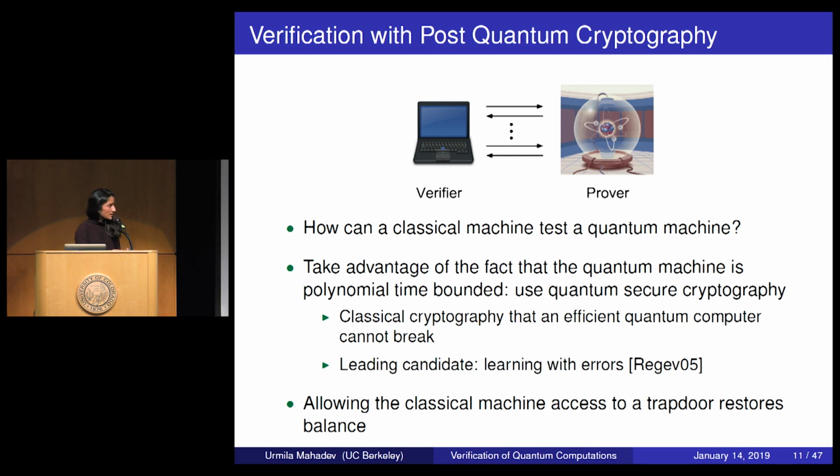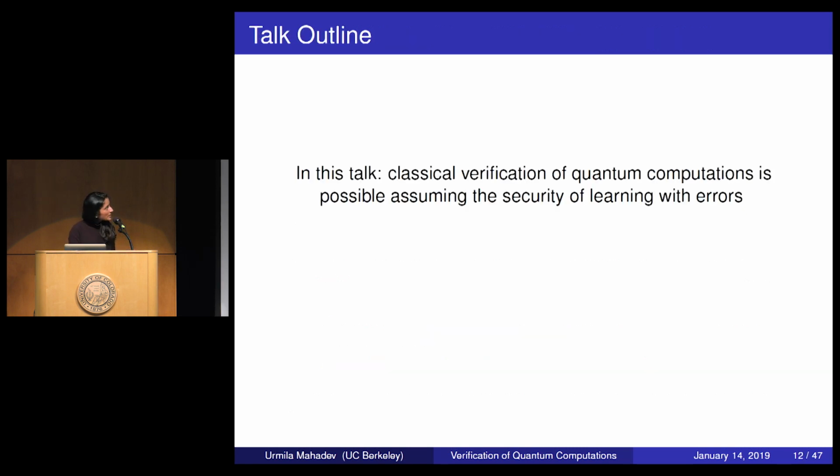Okay, so this was a setup. And now what I'm going to tell you in this talk is that classical verification of quantum computations is possible, assuming that the learning with errors problem is quantum secure. And I'm going to proceed in two steps.